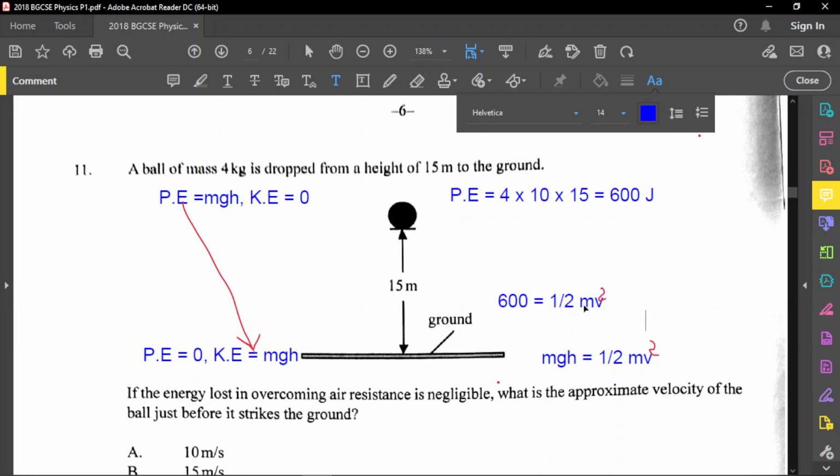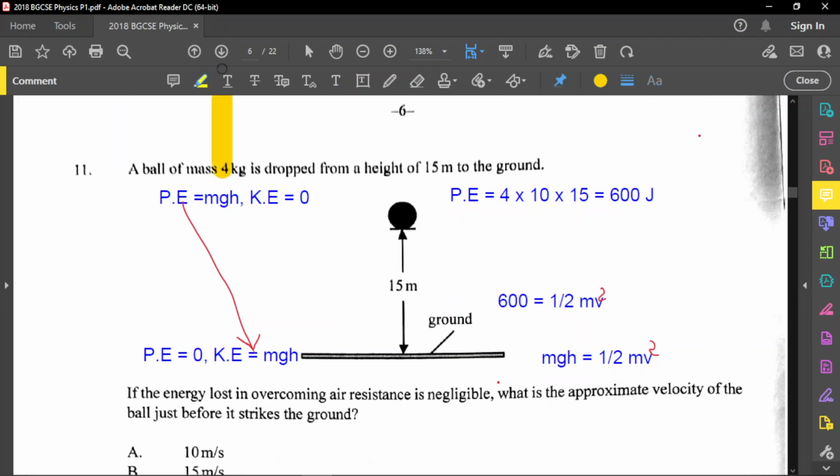We know what the mass is, right? So half m, which is half the mass: the mass is 4 kg, then half the mass is 2. Half of that mass is 2.